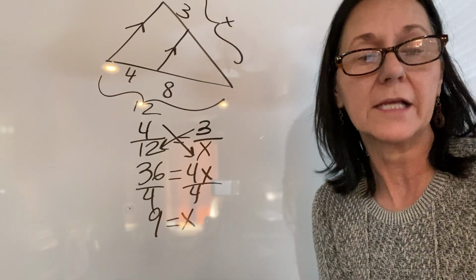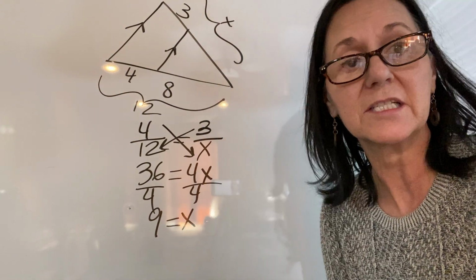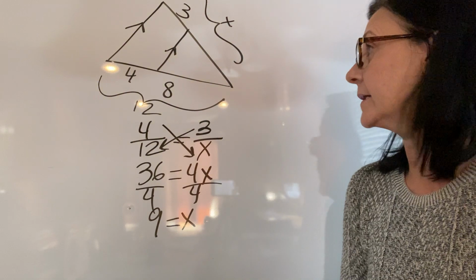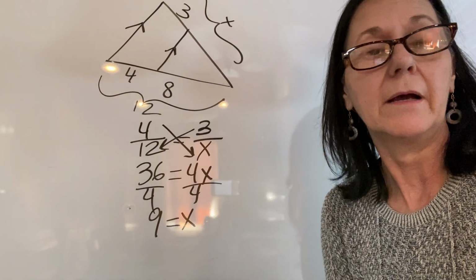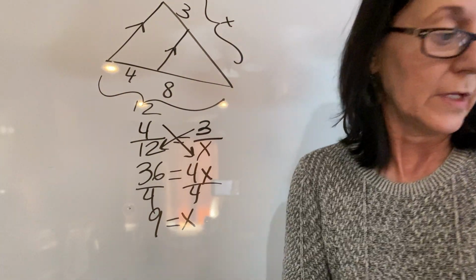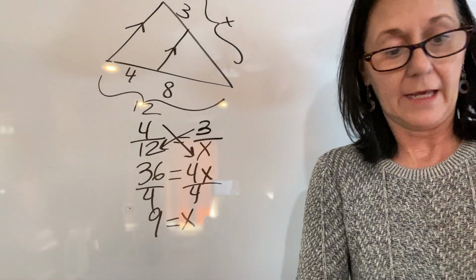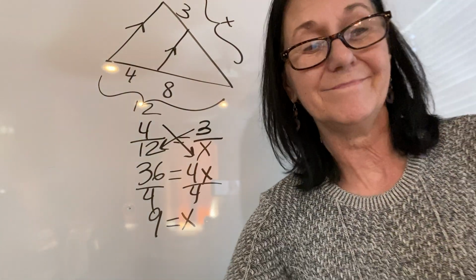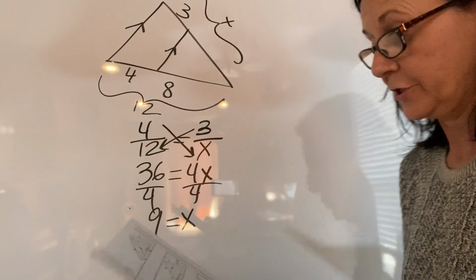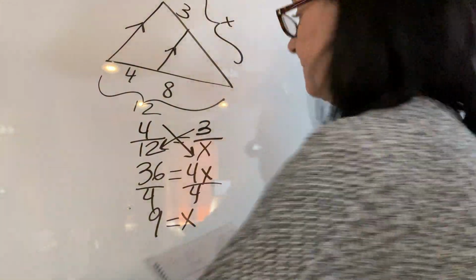All because of that side splitter thing, because when we have the side splitter, it forms equal corresponding angles. So then I can use proportions to solve.